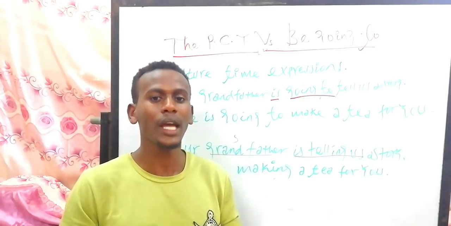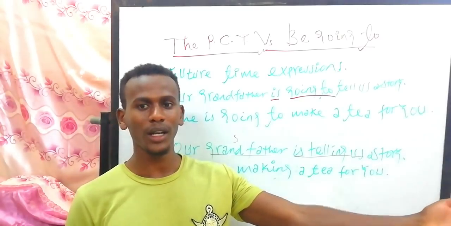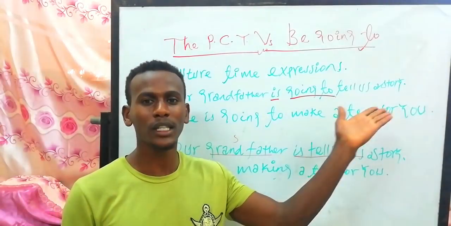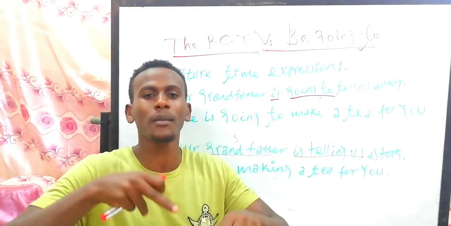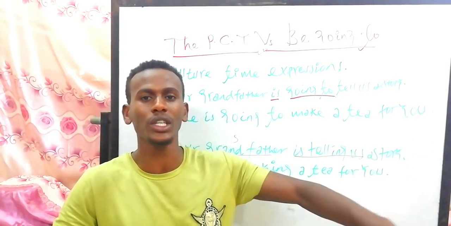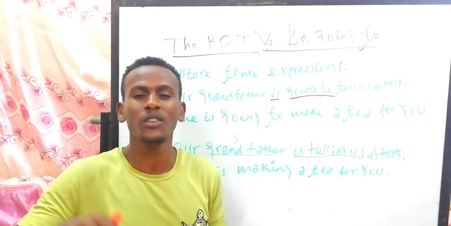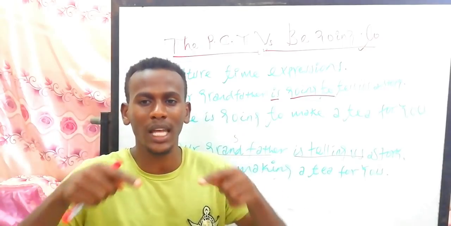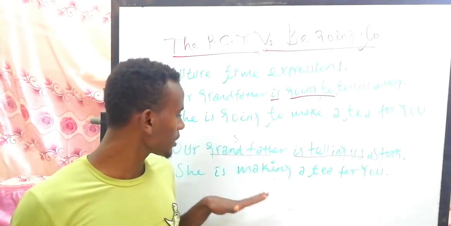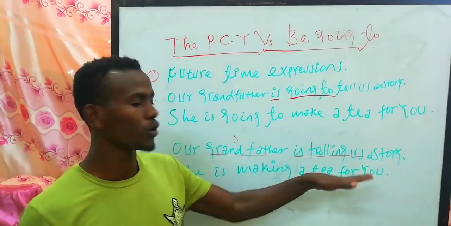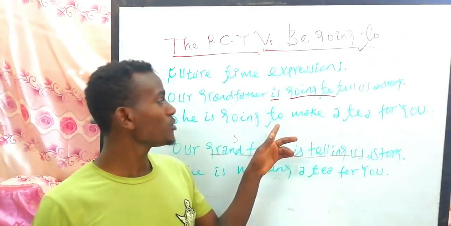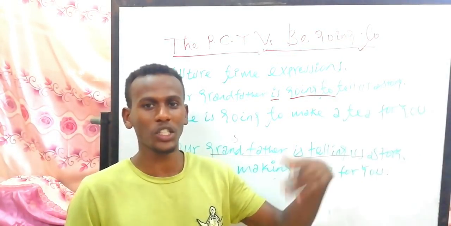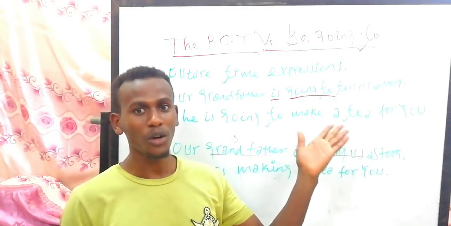Be going to is used for the future and for the near future, an immediate action. The present continuous tense is used for the time of speaking, the moment of speaking. For example, she is making a tea for you.